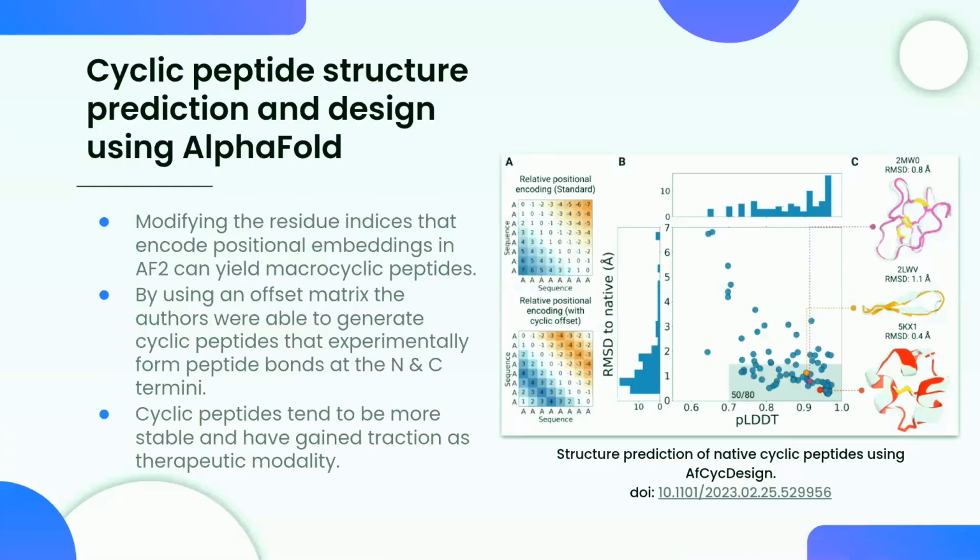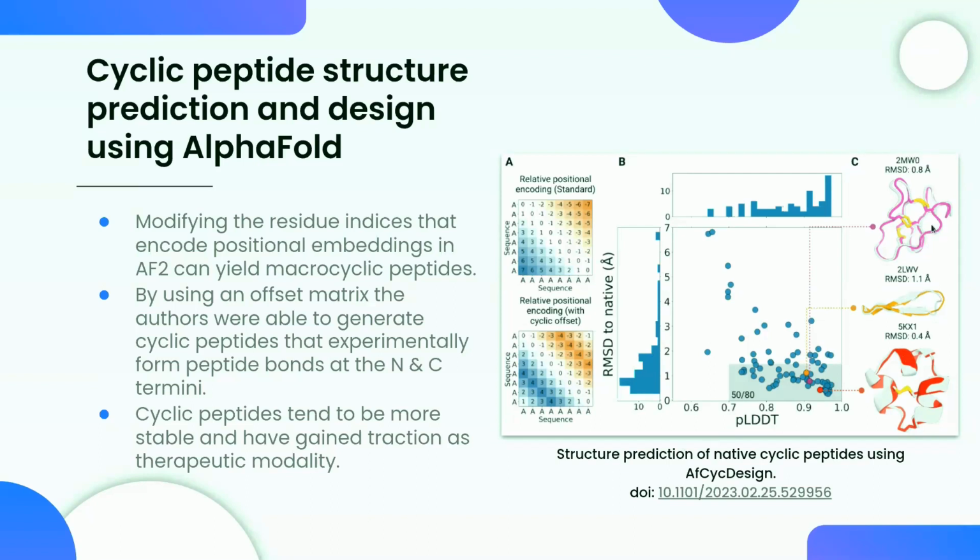The first one that I want to talk about is basically creating macrocyclic peptides using AlphaFold. Essentially, what this technique does is it modifies the residue indices of AlphaFold that encode the positional embeddings in AlphaFold 2. And the way that they do this is with an offset matrix. So using this technique, the authors were actually able to predict macrocyclic peptides from scratch that form peptide bonds between the N and C termini.